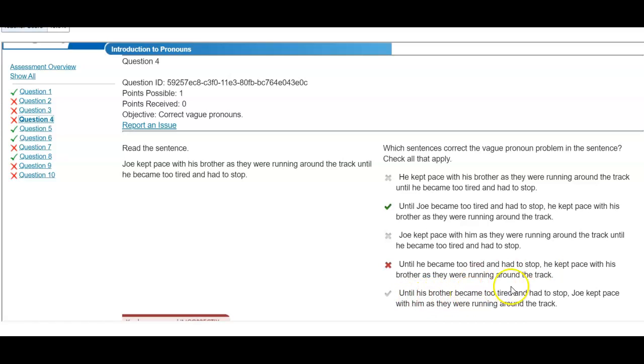Until his brother became too tired and had to stop, Joe kept pace with him as they were running around the track. So there's my noun. His brother, his is referring to Joe. Joe kept pace with him, who's him, the brother, as they, the brother and Joe, were running around the track. Because I have Joe named here, this would be your correct pronoun. I don't have a vague issue. Okay?